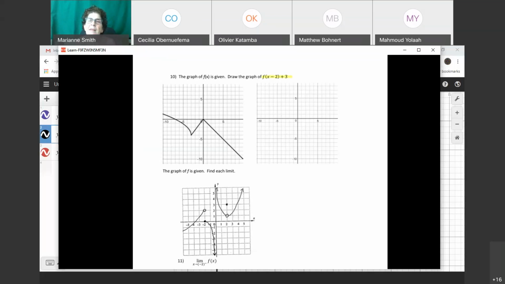Does anybody remember anything about transformations that you can tell me what +3 on the end means? What does +3 do to the graph? Is +3 outside the function? Outside of where x is. This is f of x minus 2 plus 3. What is that telling you? Remember it's a shift. So how does it shift the graph? Remember if it's outside where your x is, it's going to shift up. So it's going to shift up 3.